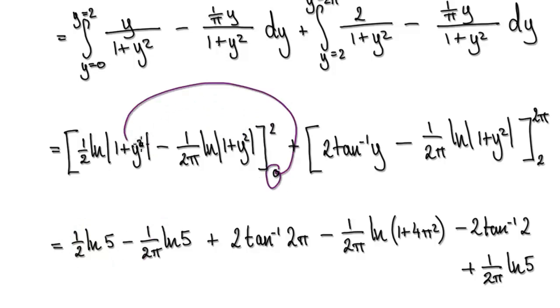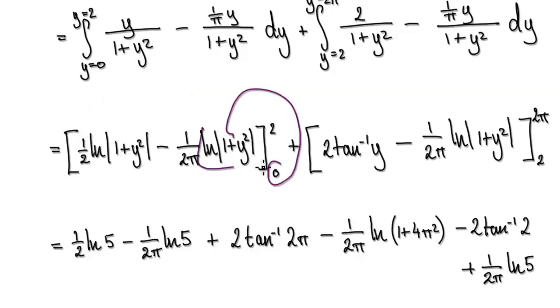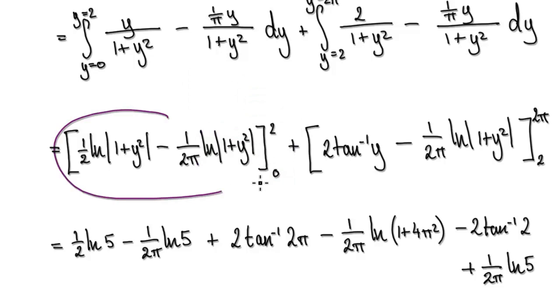Put 0 into here, which will give you natural log of 1. Natural log of 1 is 0. Put this into here, you're going to get natural log of 1. Natural log of 1 is 0. It will give you 0. So this whole thing here will give you these two.